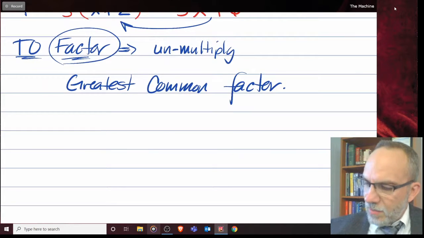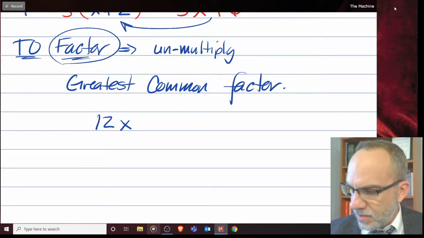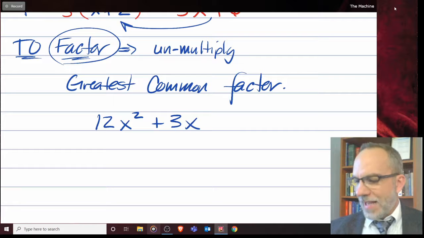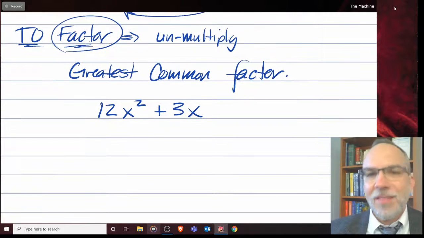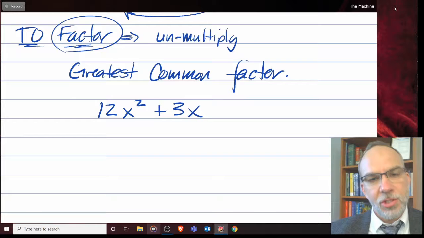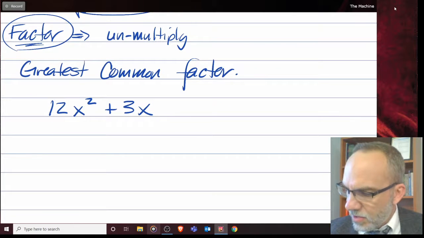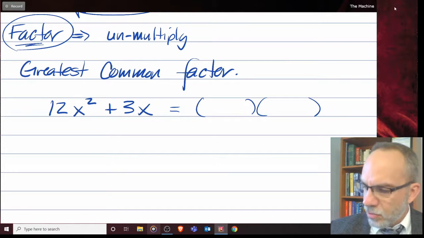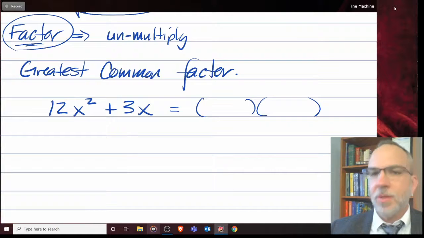So if I did something like, let's see here, 12x squared plus 3x. Can I write that as a multiplication question? In other words, can I say that this is somehow equal to things that are being multiplied? And the first thing to look at here is to notice that I've got two terms. I've got a 12x squared and then I've got a 3x over here. Is there a number that multiplies into both 12 and also into 3?